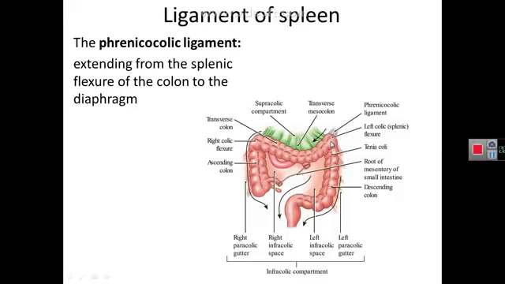Phrenicocolic ligament. This is the transverse colon, this is the ascending colon, and this is the descending colon. The angle between the ascending and the transverse colon is called the right hepatic flexure of the colon, while the angle between the transverse colon and descending colon is called the left splenic flexure of the transverse colon. And from the left splenic flexure, there is a fold of peritoneum to the diaphragm, which is called the phrenicocolic ligament. It has a very important clinical application.